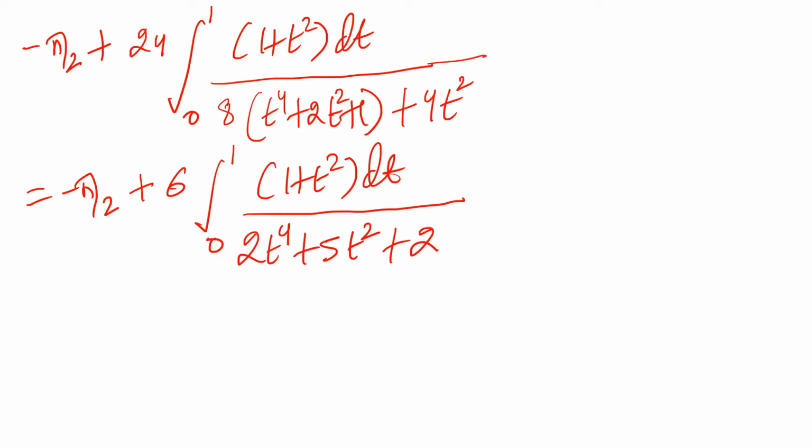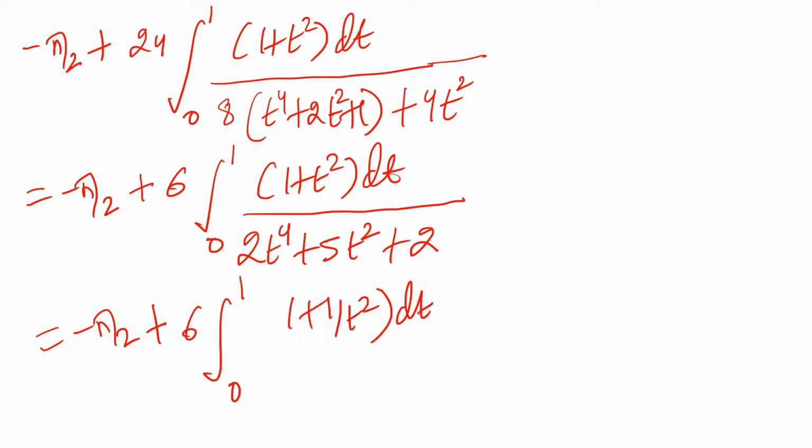Fine. Now students, this is a particular type of integral. If you have done thorough studies on definite integral, then you must be able to recognize this particular type. To solve this type of integral, what we need to do, we have to divide up and down by t square. That means this is minus pi by 2 plus 6 times integral 0 to 1. It will become 1 plus 1 by t square dt divided upon 2t square plus 2 upon t square plus 5.